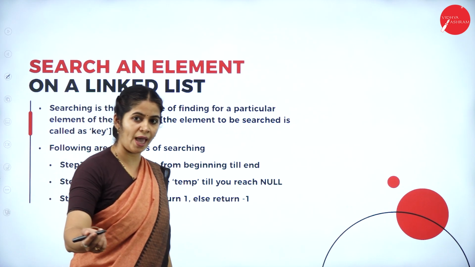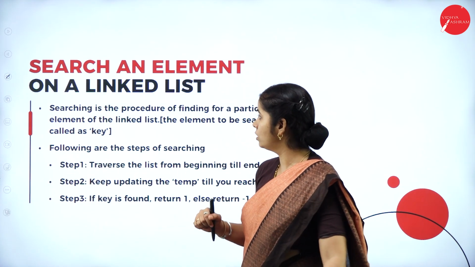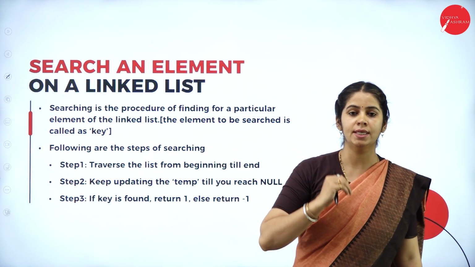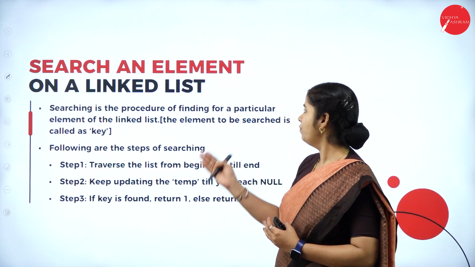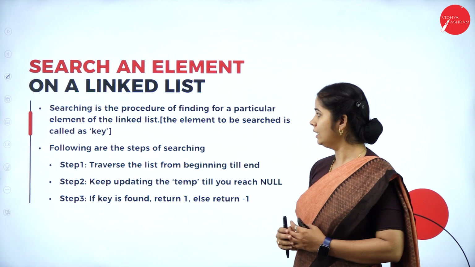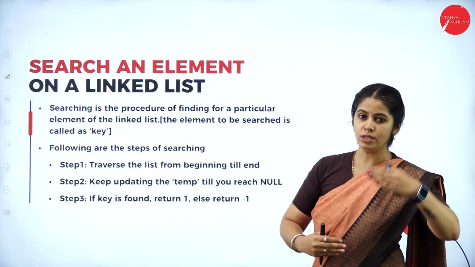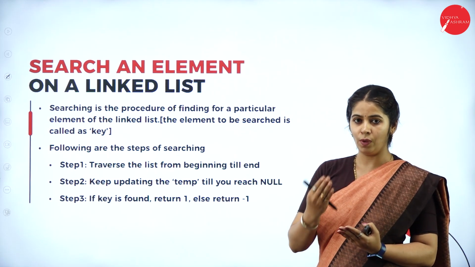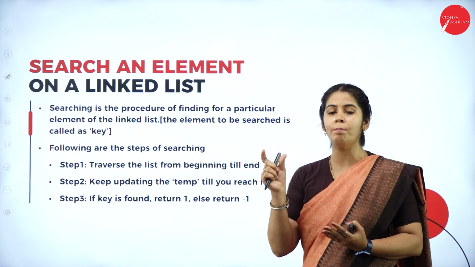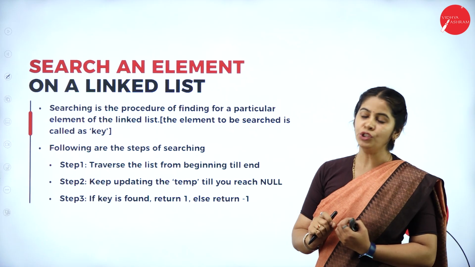Next, what operation do we have? We have the searching operation. How to search for a particular element in the linked list. Searching is the process of finding a particular element of the linked list. So we have to follow some steps to search. What is the step? We have to traverse and compare the key with the current element.